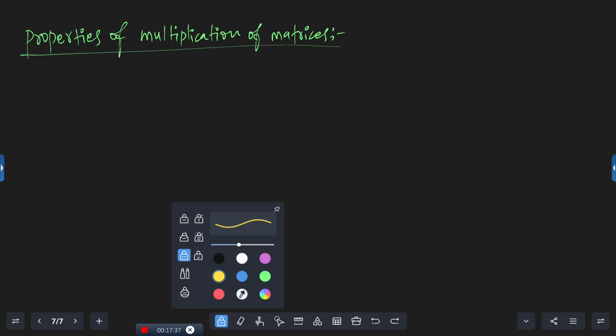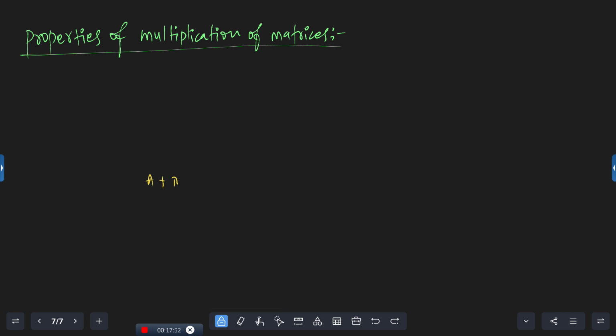So the first property, what I gave in the addition of matrices, do you remember? I gave the commutative property. In addition, commutative is possible: A plus B is equal to B plus A, I said. But in multiplication, it is not necessarily possible. Sometimes it will be equal, sometimes it will not be equal. So I'm not talking about the commutative property here, or else I will give a note point. So directly I'm going to the associative property.